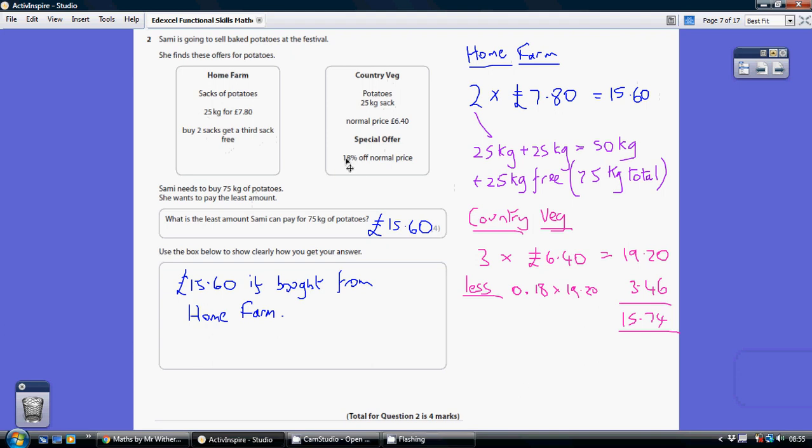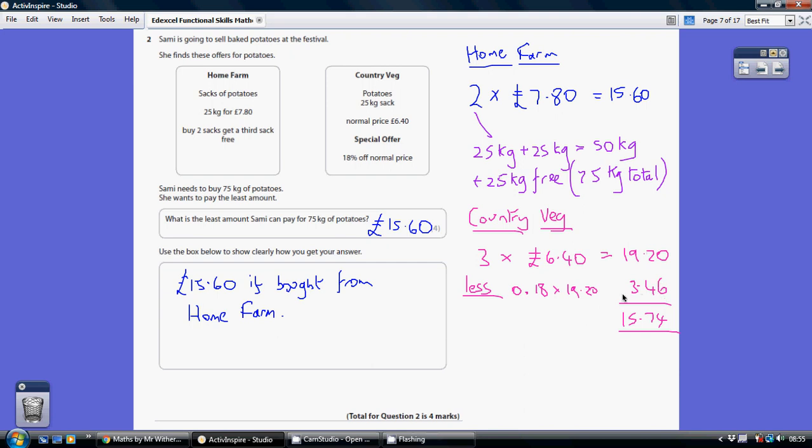Now, 18% is 18 out of 100. That's what percent means. If you do 18 divided by 100 on your calculator, you get a multiplier of 0.18. So we take our 0.18 and multiply that by the price it would be without a reduction, £19.20, and that gives us £3.46. That's 0.18 times £19.20. So 18% off is £3.46 off.